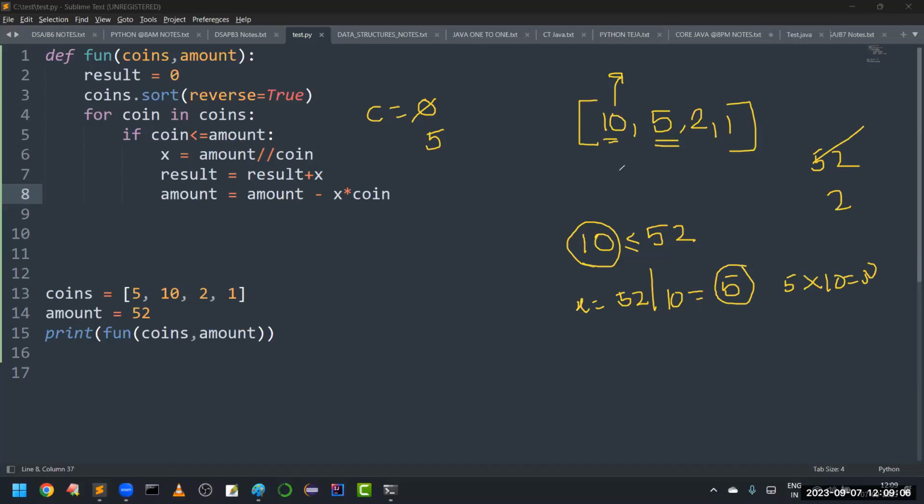What is another coin that we have? 5. So is that 5 coin less than or equal to amount? No, condition not satisfied. Take another coin, 2. Is it less than or equal to amount? Yes. Then what are we doing?